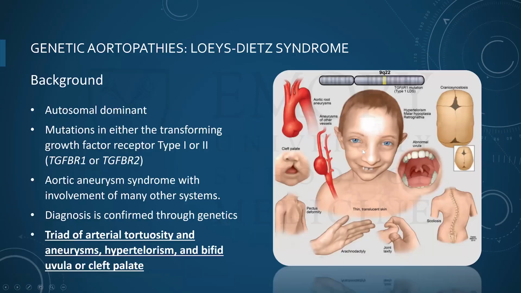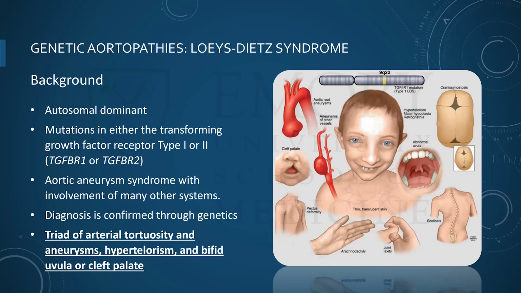The last aortopathy I'll discuss is Loeys-Dietz syndrome. And again, we're going to diagnose this clinically based on presentation. It's autosomal dominant. The outcomes are much, much worse. And it's really typified by a triad of hypertelorism, arterial tortuosity and aneurysms, and bifid uvula or cleft palate.